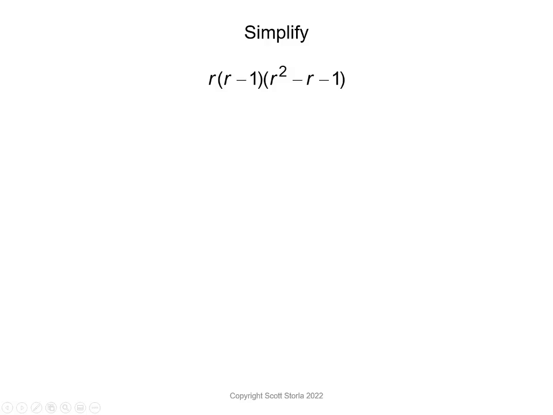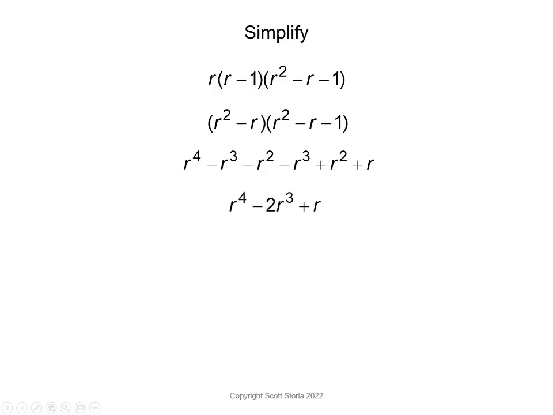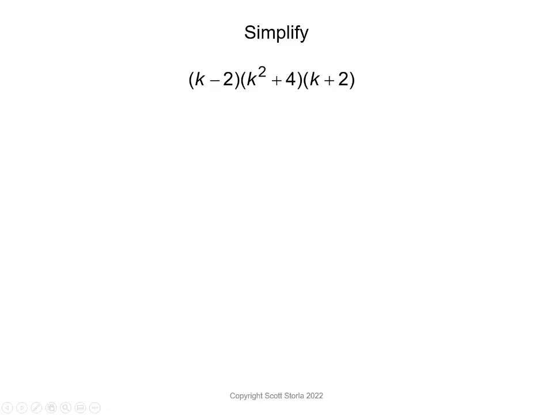Try this one. First, I'll multiply my first two factors together and get r squared minus r. Then I'll get r to the fourth minus r cubed minus r squared minus r cubed plus r squared plus r. Make sure that both of these are additions, and I'll collect like terms. And here's our last one. See how you do.